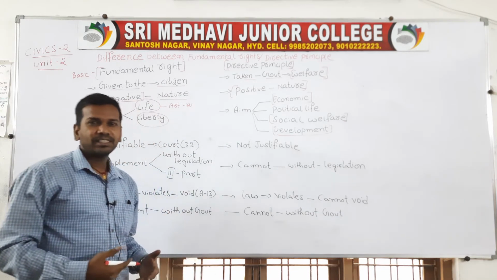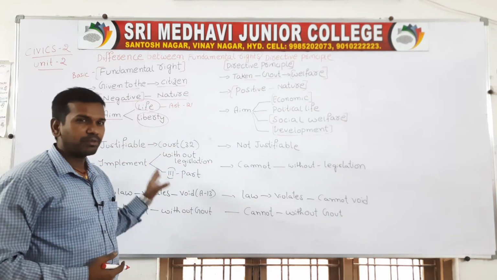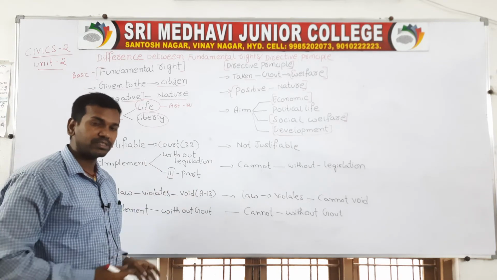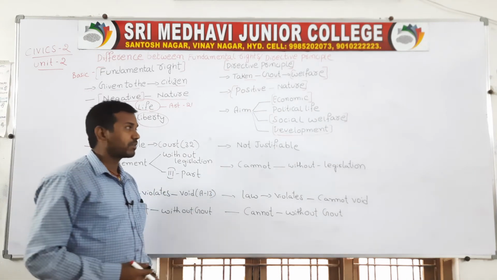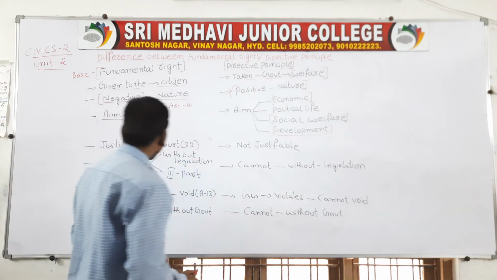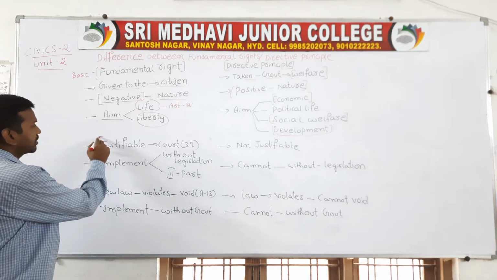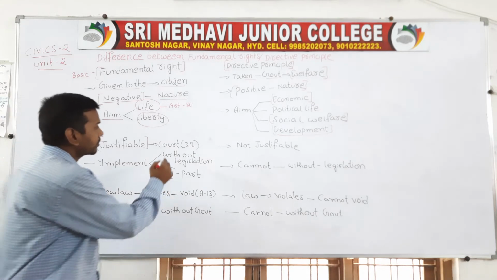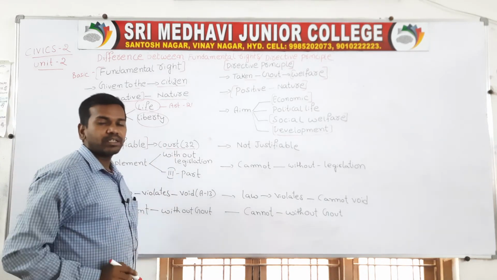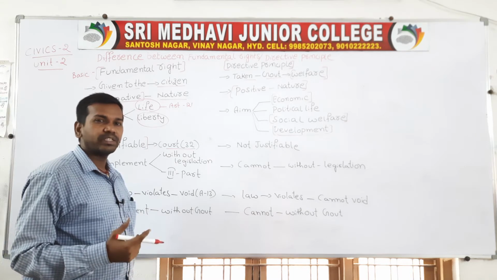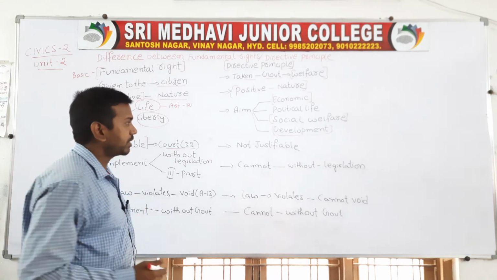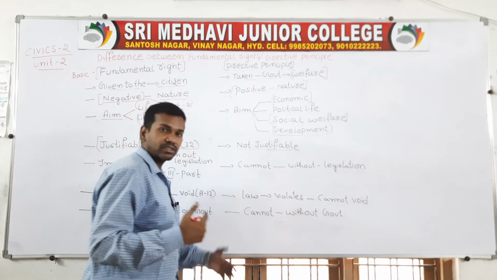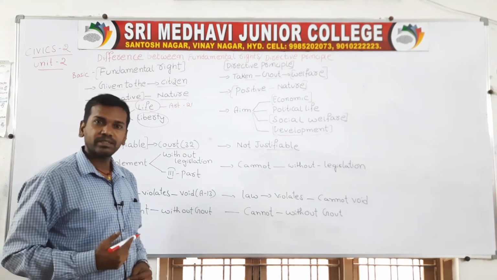Normally when you develop the state, the people also will develop, but the aim of fundamental rights is to develop the citizen. The aim of directive principles is to develop the state. This is one point. Fundamental rights are justiciable. Justiciable in the sense that whenever people are not following the fundamental rights, they will get punishment according to Article 32. But when people are not following directive principles, or the state government is not implementing them properly, they will not get punishment.